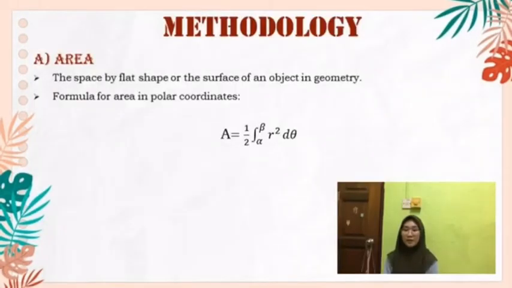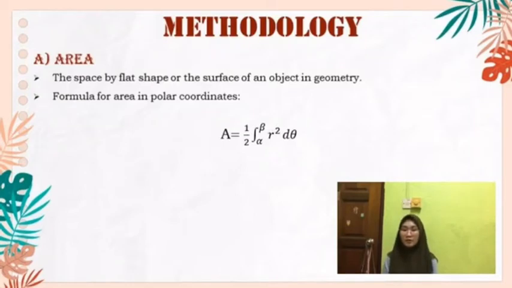Every decision maker wants to make the best alternative to calculate the area and length. To find the best alternative in calculating the area and length for polar coordinates, there is a method, which is the integral define method.